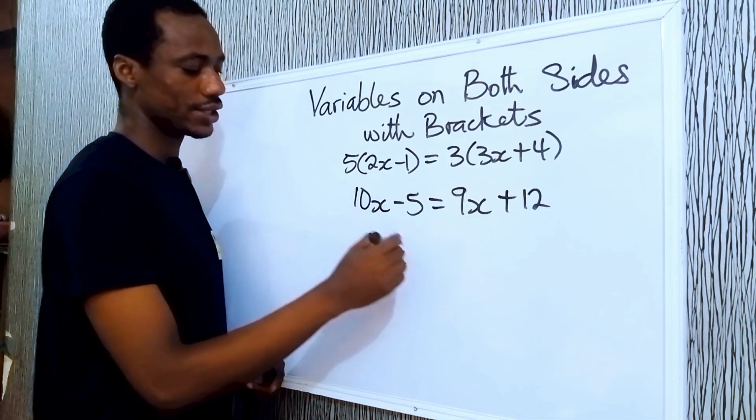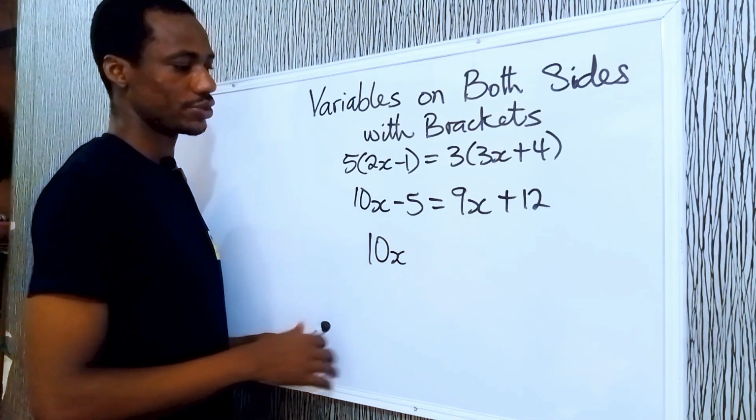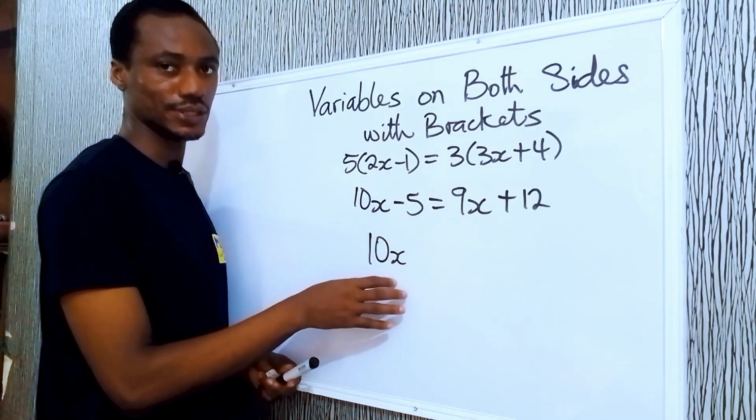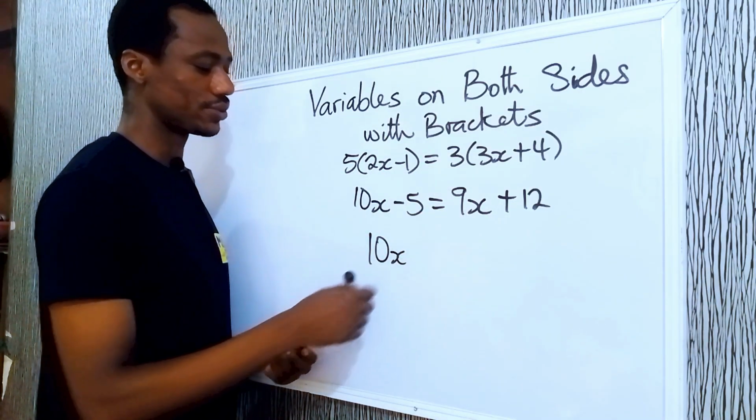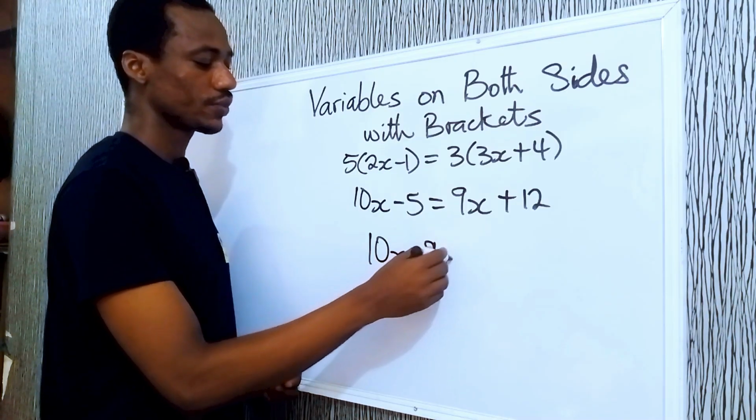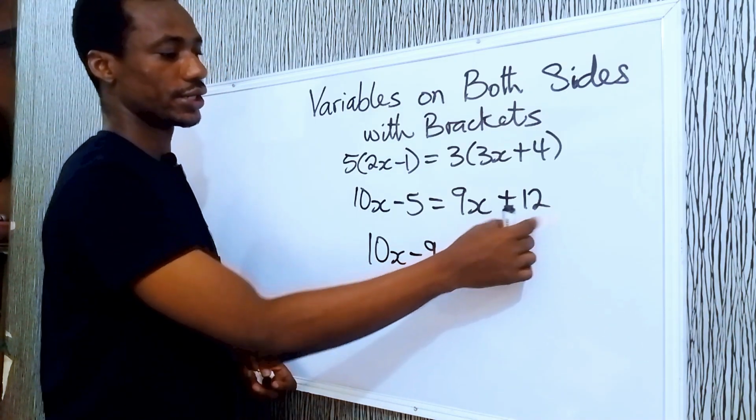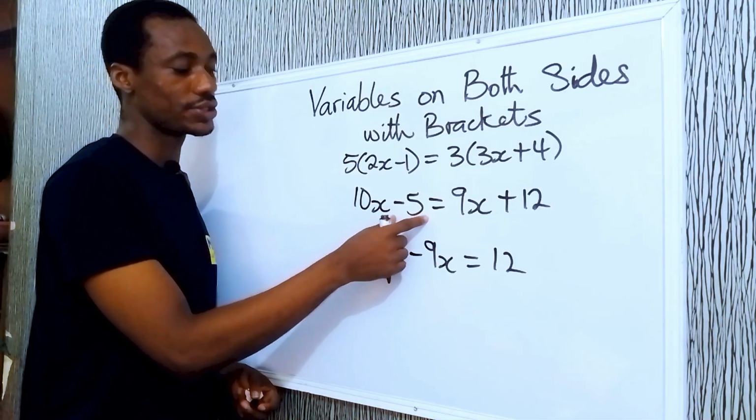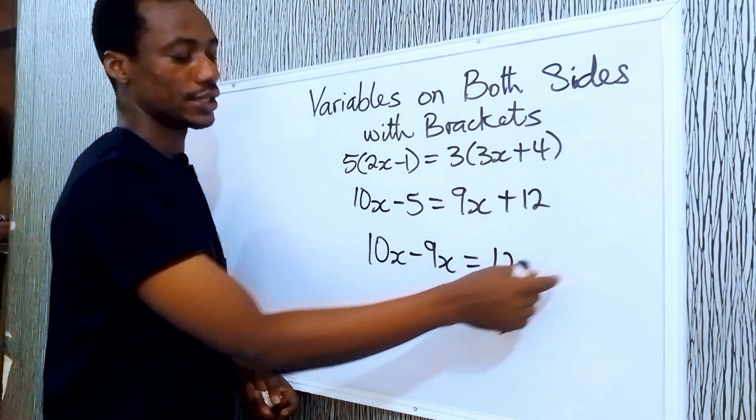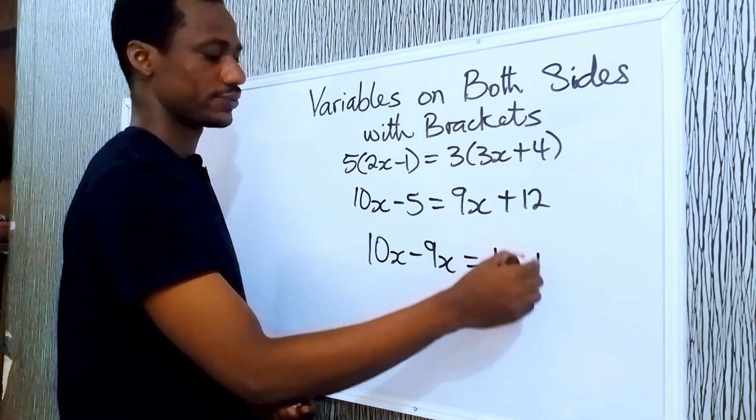So here we already have 10x. That means we're bringing 9x to this side, and this 9x is positive, so it becomes minus here. Here we already have the positive 12. And then we are taking the minus 5 to the other side, and then it becomes plus 5.